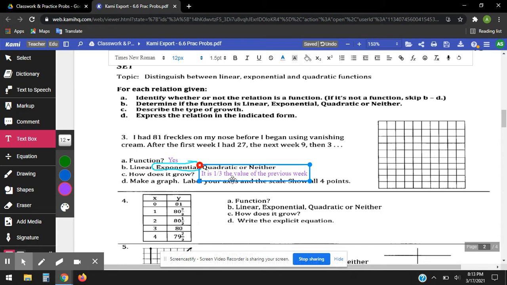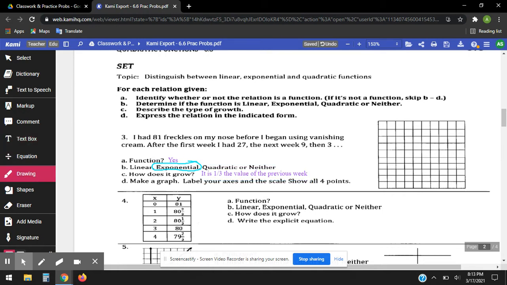Make a graph. Label the axes and the scale. Show all 4 points. So if I have to get up to 81, let's see here. I have 1, 2, 3, 4, 5, 6, 7, 8, 9, 10. Basically count by 10. So 1, 2, 3, 4, here's 50, 60, 70, 80, 90, here's 100. And this will be freckles. And then down here will be weeks. Oh, I probably wrote that too close to it because I need to be able to put my numbers on there.